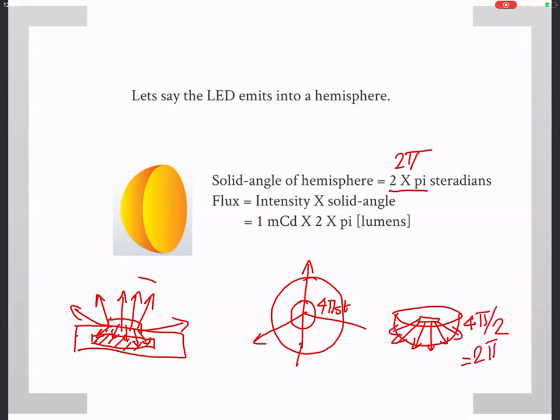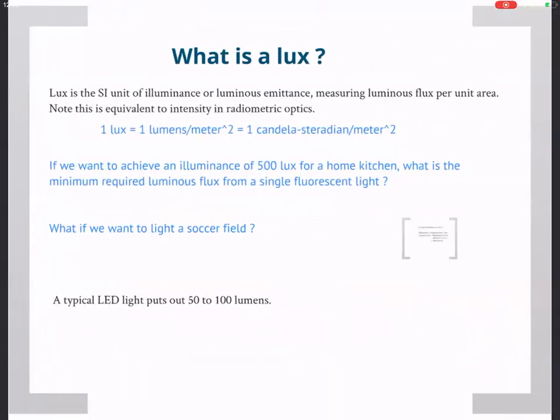Just be aware that what I really want you to get out of this is to really understand the concept of what is intensity and what is flux. Intensity refers to per unit solid angle, whereas flux refers to the total. And of course, a very simple example. Let's do a little more complicated examples, I guess.